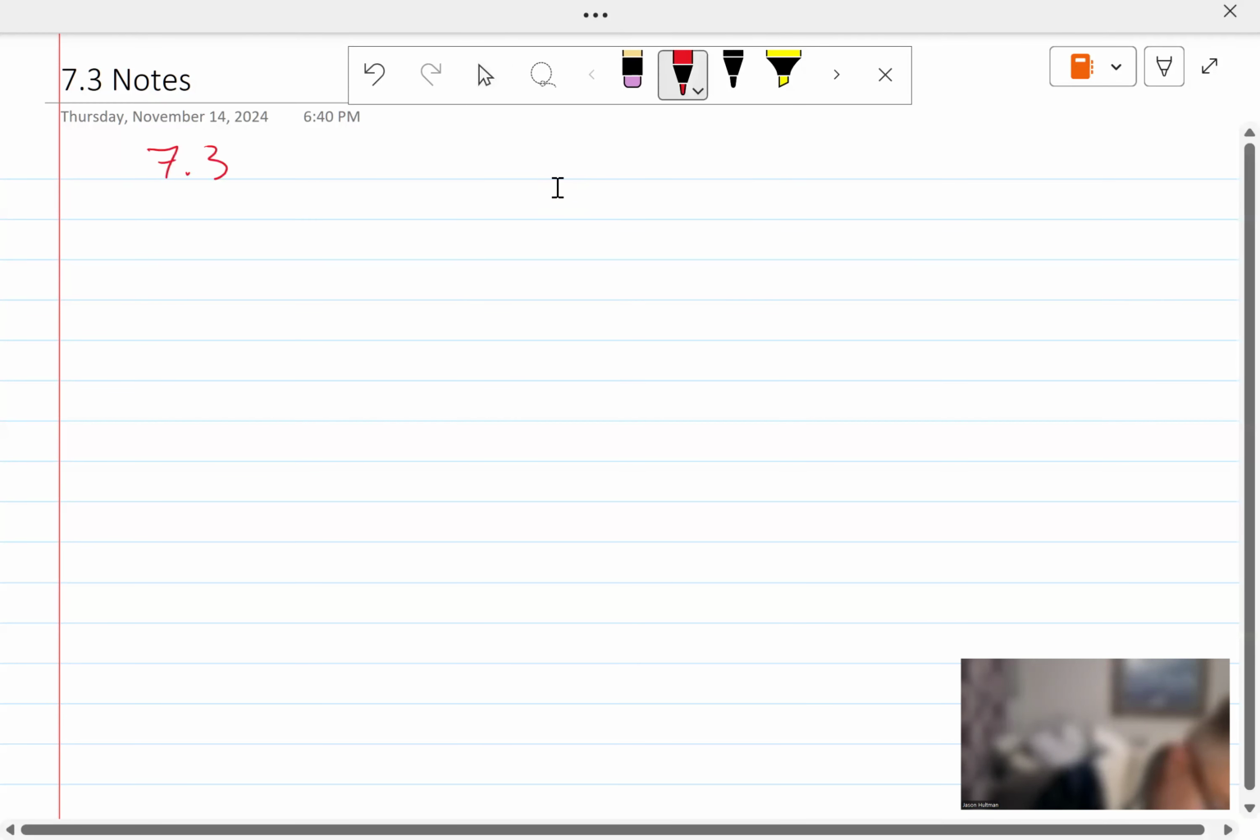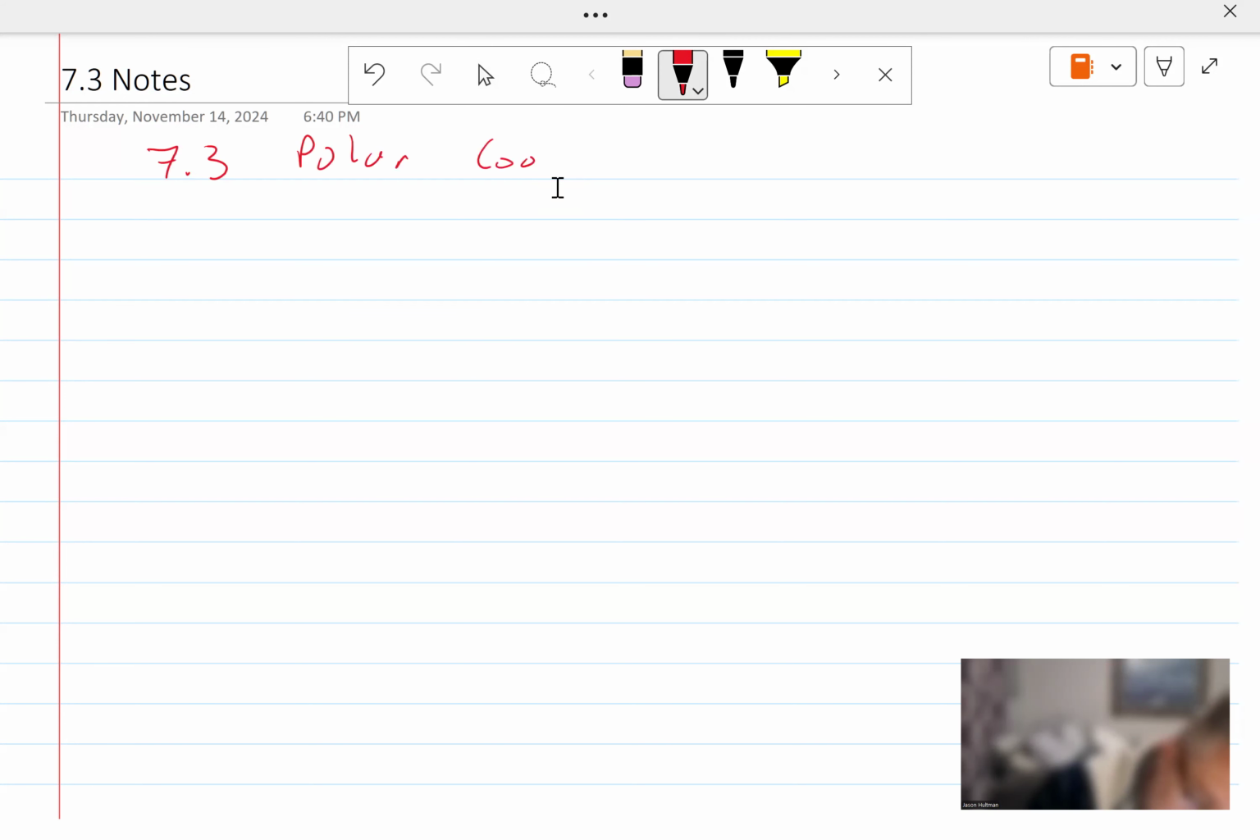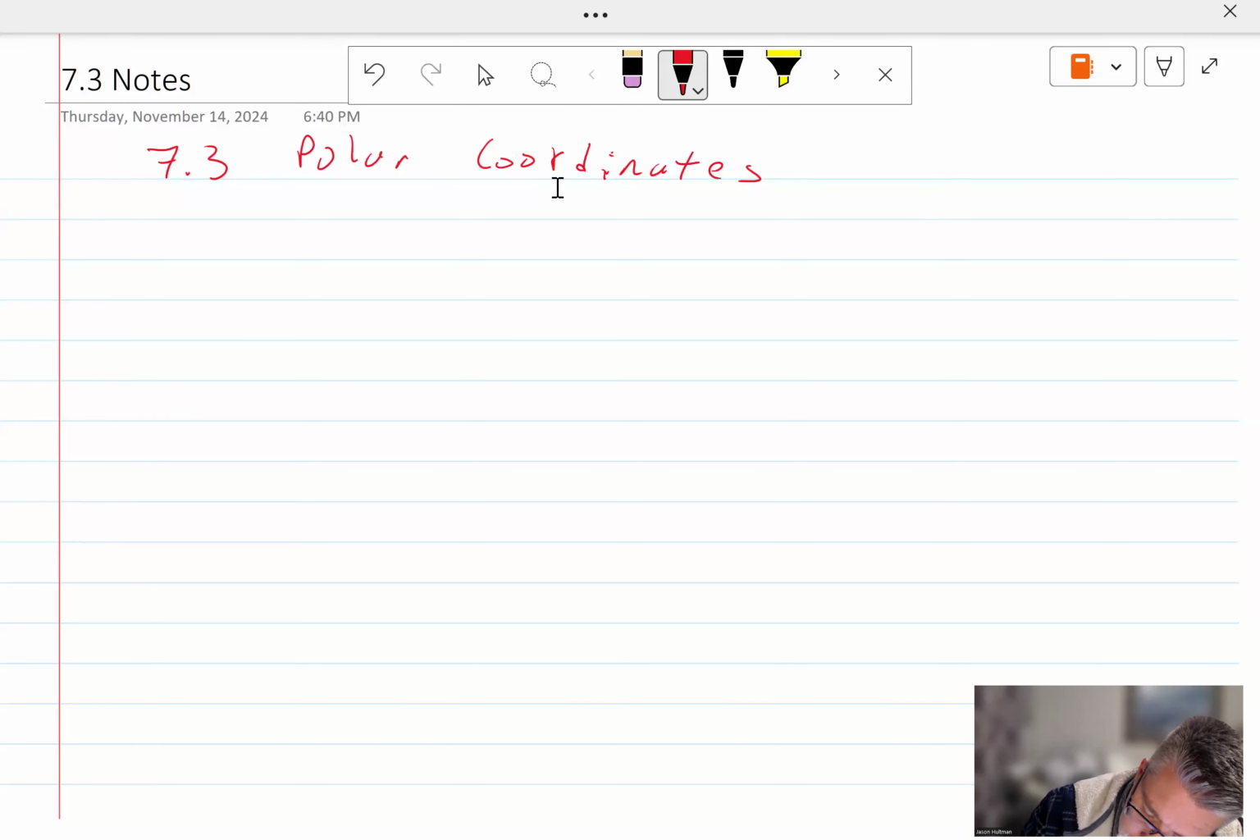Okay, so 7.3 is on polar coordinates. Some of you may have seen polar coordinates before, maybe if you've taken a pre-calculus class. I know I saw it when I was in high school, but didn't know what it was used for until I got into calculus. So let's go over polar coordinates here, and then we'll get into the calculus of polar coordinates.